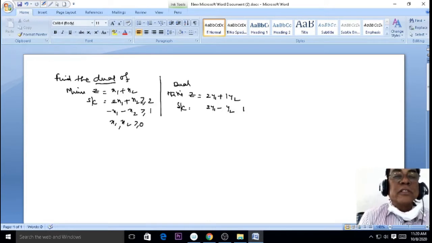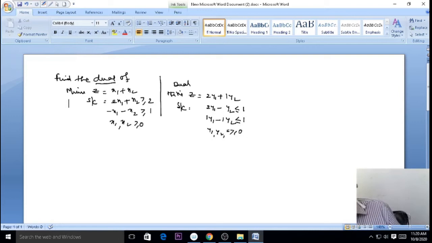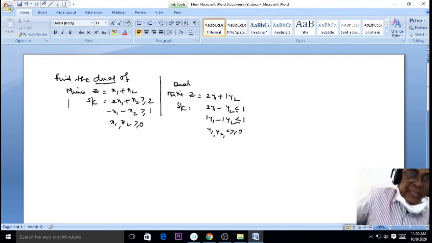If the first symbol is greater than or equal to, write down less than or equal to. Go to the second value, 1 and 1. 1y1 minus 1y2. The second column value is 1, write down 1. So this is the greater than to less than conversion. y1, y2 greater than or equal to 0. That's all. So primal to dual, already you know how to convert the equation.